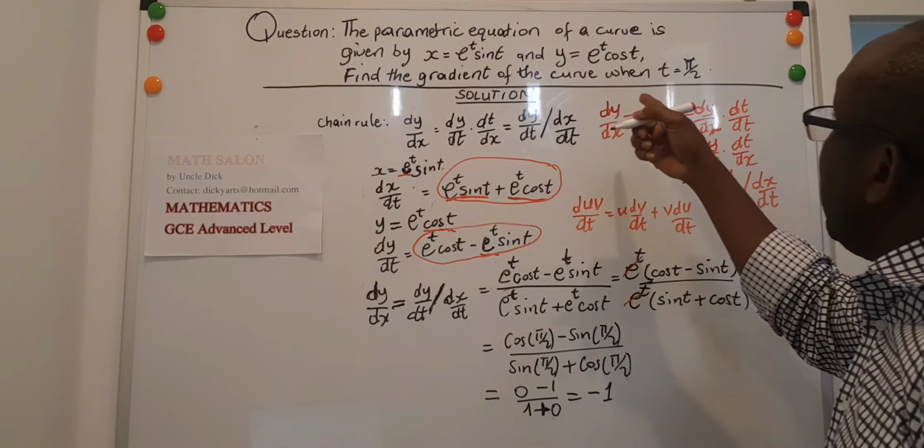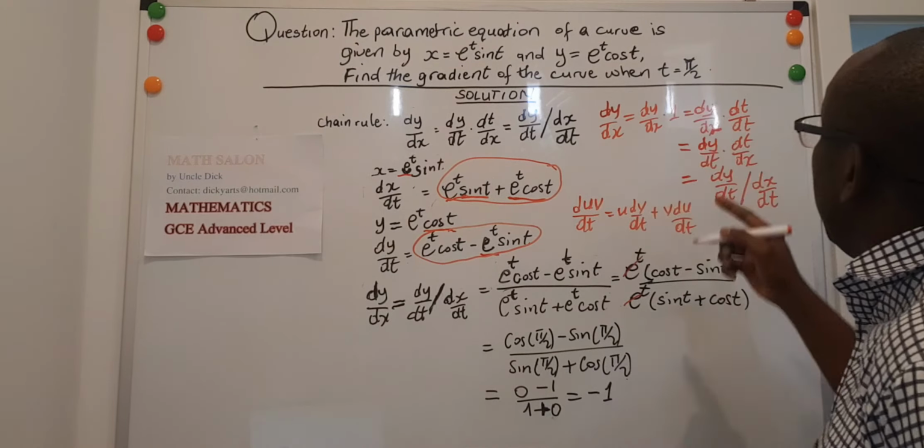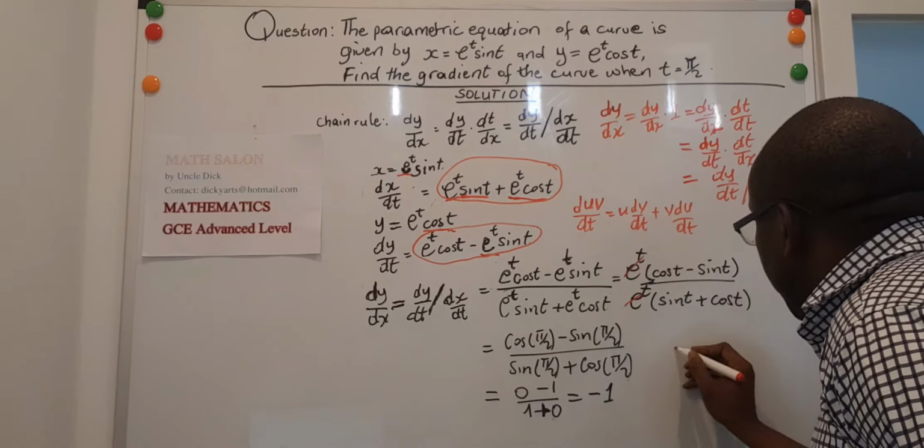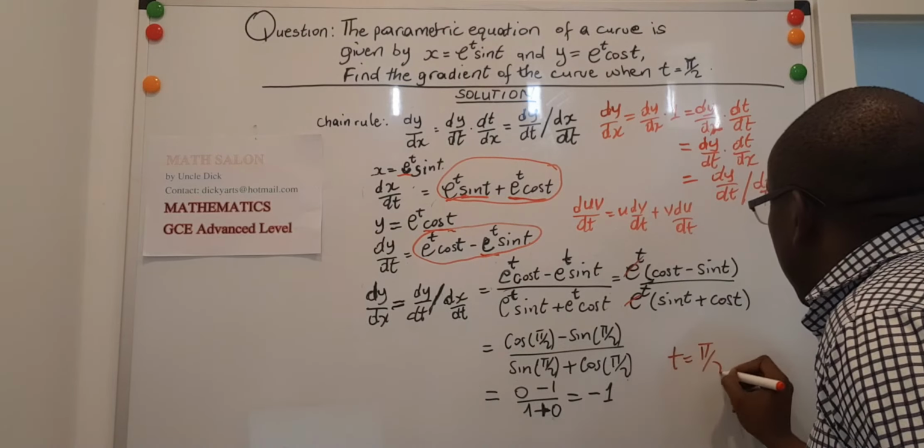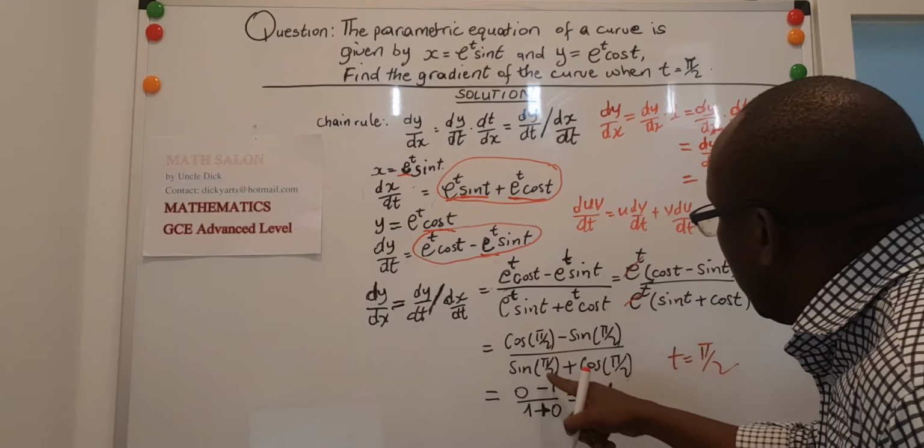But we are told that this derivative will be done at the point t is equal to pi on 2. At that point, I can substitute pi on 2 into the positions of the angles. That means cos of pi on 2, that's 90 degrees, cos of 90 degrees is 0, sine of 90 degrees is 1. These are complementary. So I have 0 minus 1 on top, and below I have 1 plus 0. This gives me minus 1 divided by 1, and that's minus 1.